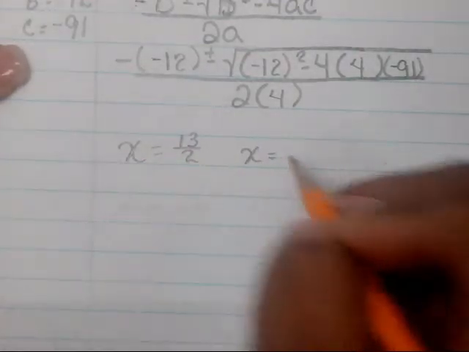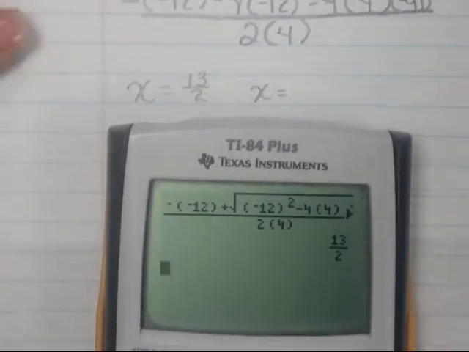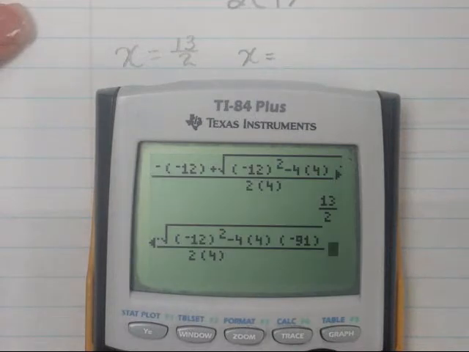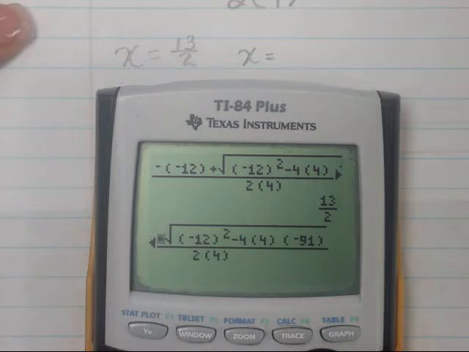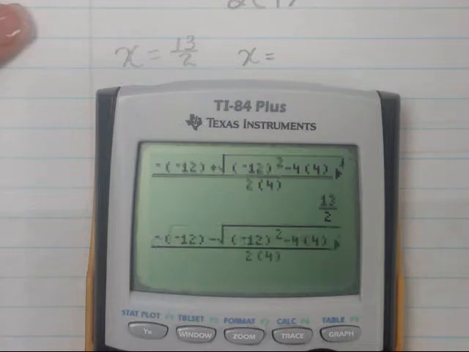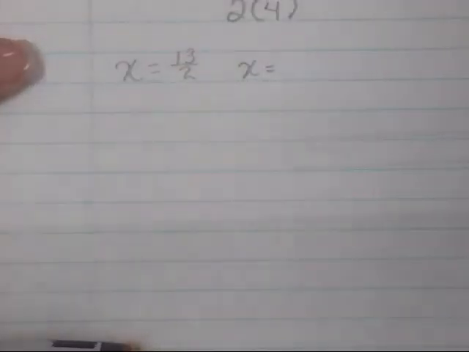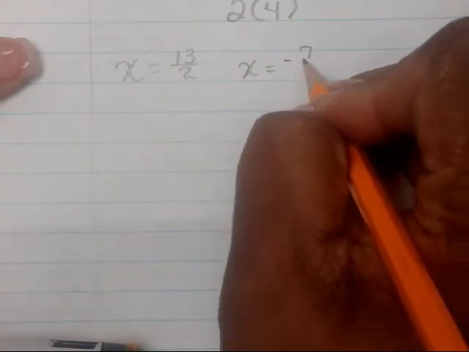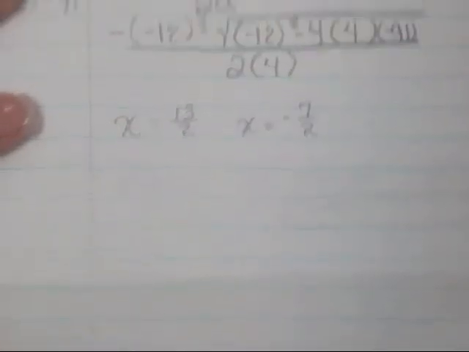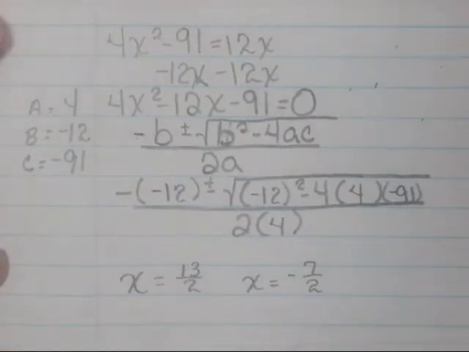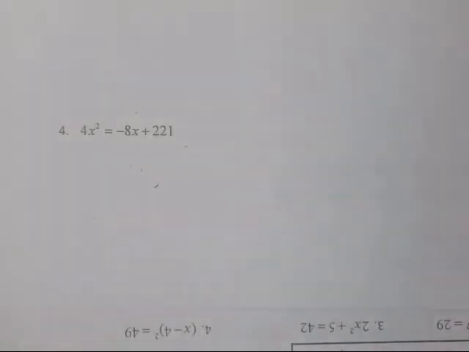To find my second solution, going back to the calculator, I will highlight the equation and hit expression and hit enter. And I will change the plus sign to a minus and hit enter, and my second solution is x equals negative 7 halves. We have now solved the first equation. So now let's look at the next equation.